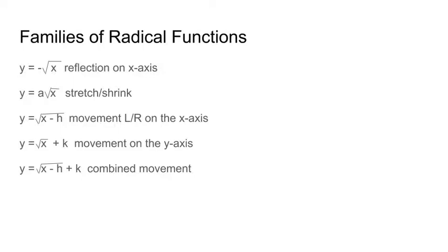y equals the square root of x minus h moves the radical graph to the left or right. Square root of x and then plus k outside of it moves your graph on the y-axis up and down. And then y equals the square root of x minus h plus k is a combined movement, so it'll move both left and right and up and down.